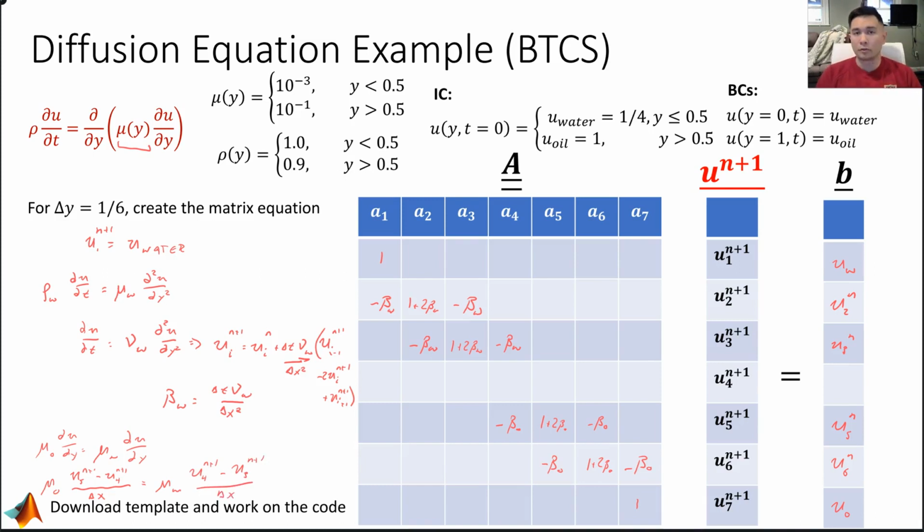So we've done only a first order approximation of our derivatives. We could certainly do a higher order approximation if we need to or want to. So now we have to rearrange this equation to get all the u n plus 1 terms on the same side. And that ultimately leaves nothing on the right-hand side, so our b value for this will be 0. And if we move from left to right, we get the following. Mu w plus mu oil over delta x for our u4 n plus 1 term. And then minus mu w over delta x for our u3 term. And minus mu oil over delta x for our u5 term.